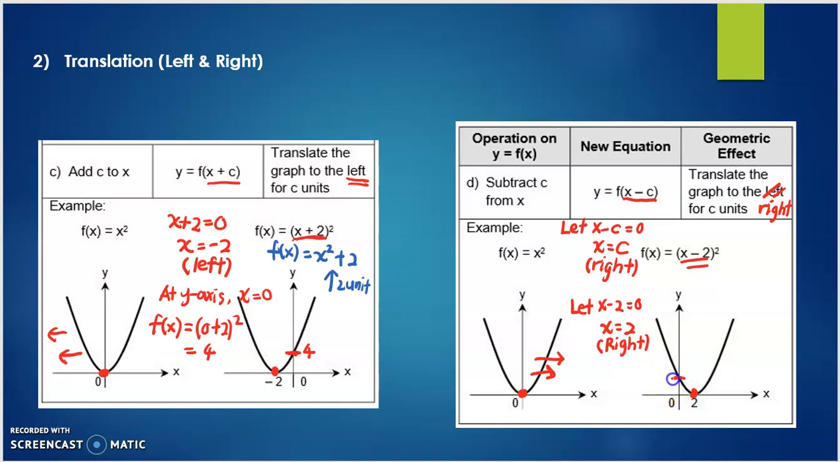Again, we can find the y-intercept at the y-axis, where x equals 0. So f(x) equals (0 minus 2) squared. Negative 2 squared is positive 4. So here the y-intercept is 4. Again, don't confuse this with f(x) equals x squared minus 2. If it is x squared minus 2, this moves down by 2 units.